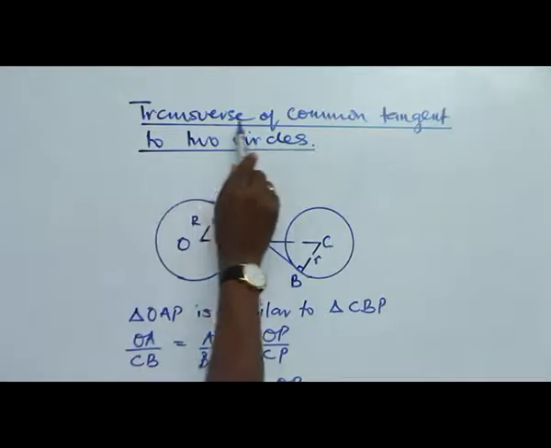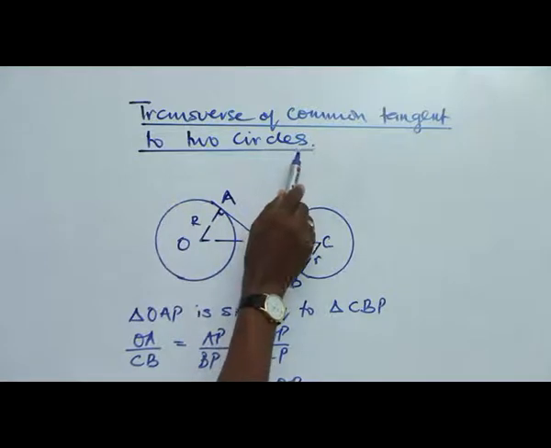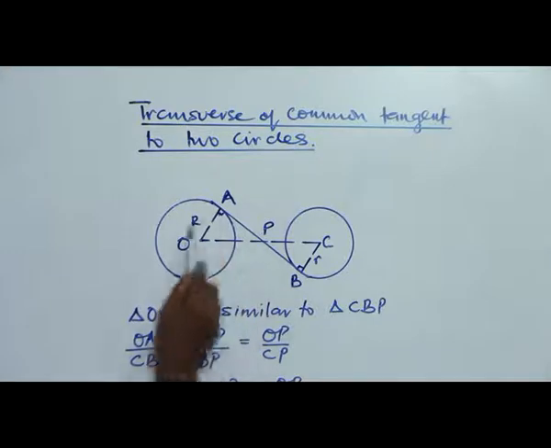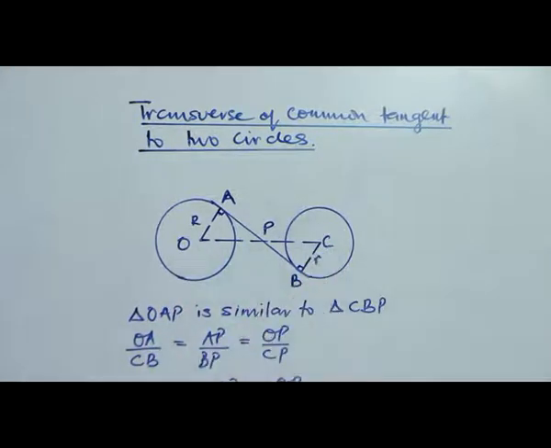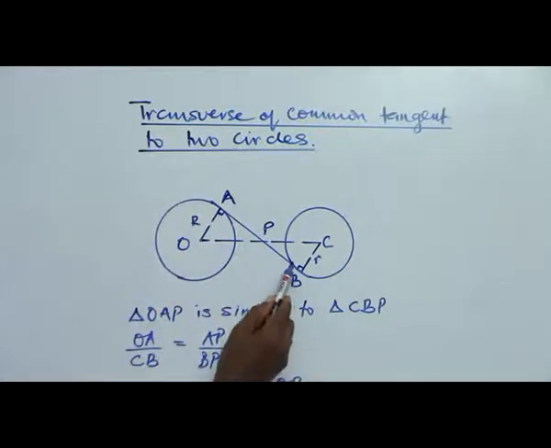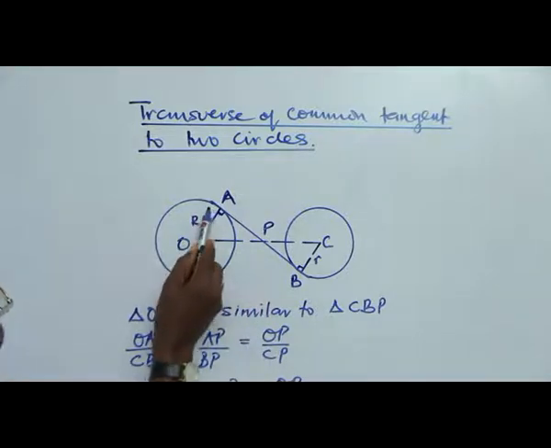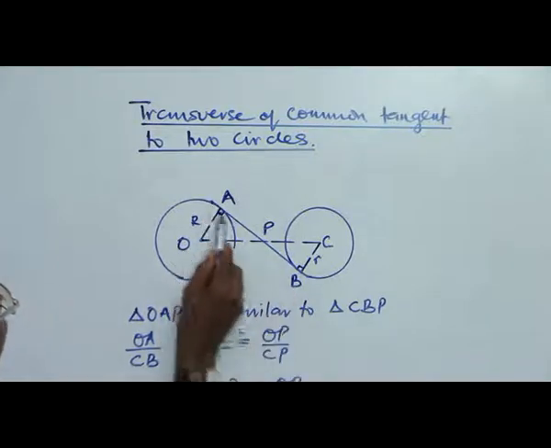The transverse of common tangents to two circles. Here are two circles. Circle center O and the circle center C. Here is the transverse of the common tangent. This tangent AB is common to both this circle and this circle. So it traverses, cuts across them.